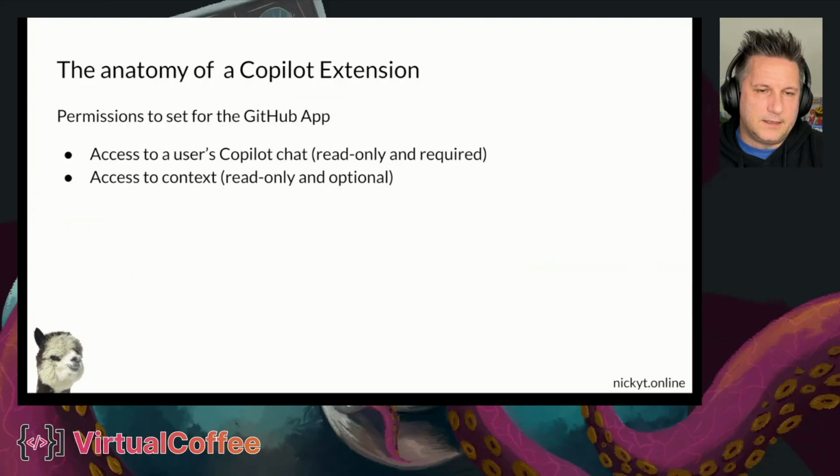Now, the other thing you need, in the GitHub app, is to set the permissions for the GitHub app. These are the minimal ones you need. If you want to use an extension, you have to have Copilot chat read-only permissions. There is no write permission for this. It's literally just read-only, but that is the bare minimum that you need to use a Copilot extension.